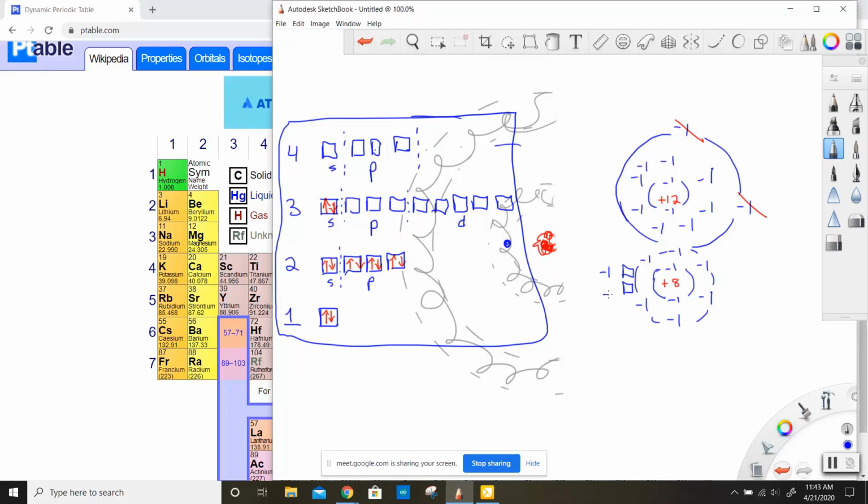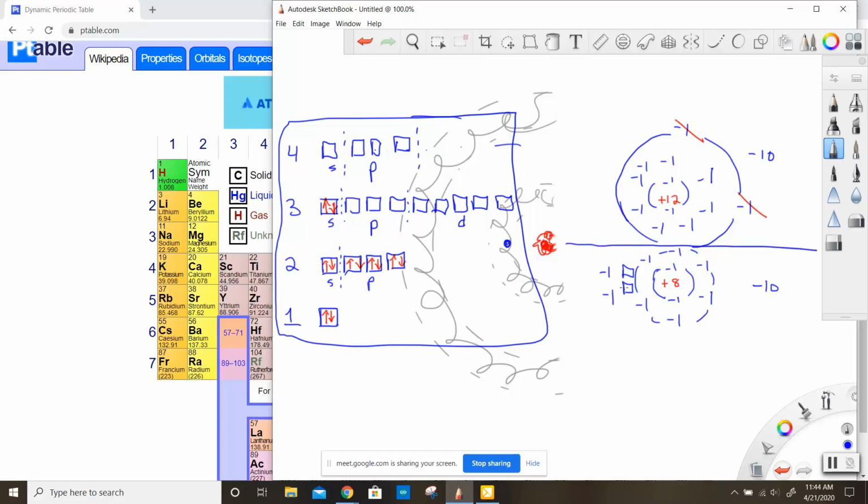-1, -1. You now have a total charge here of +8 and -10, and a total charge here of +12 and -10. Because you only have 10 electrons now, because 2 of them were stolen. And then this one has 2 extra electrons, so it's -10, right? Okay, let's draw a line here.